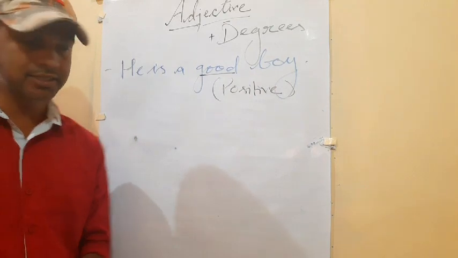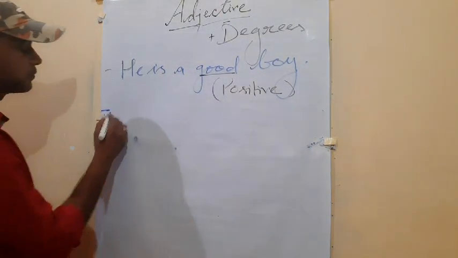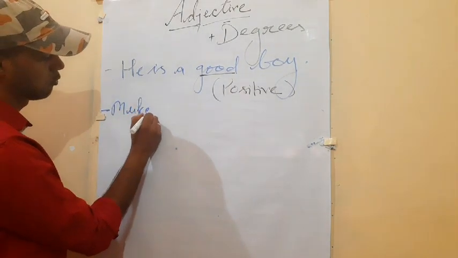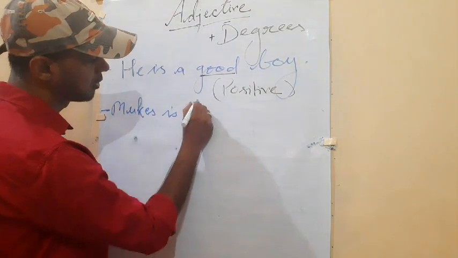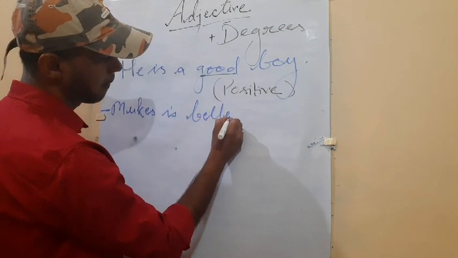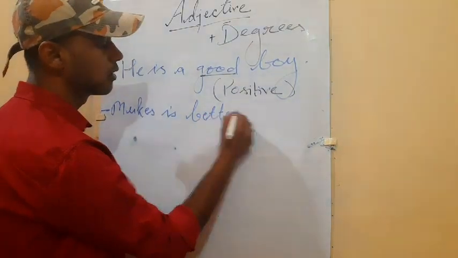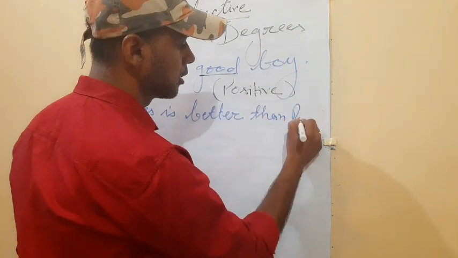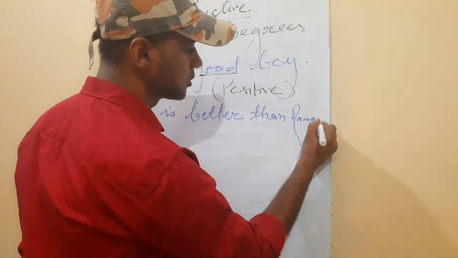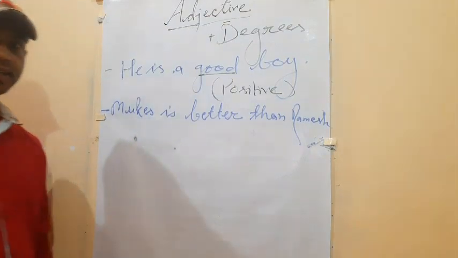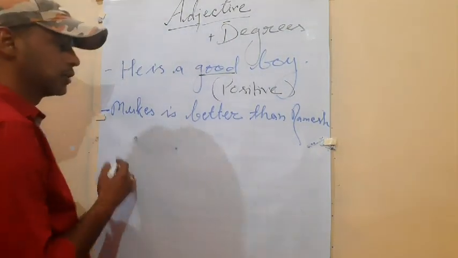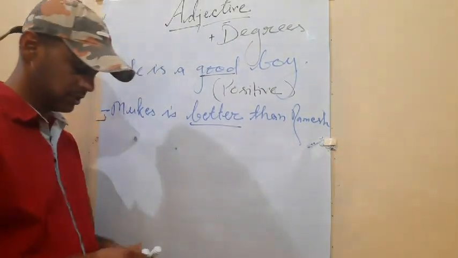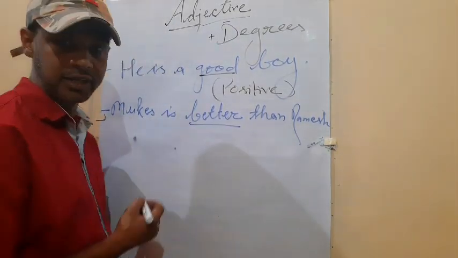Clear? Now next example, if I say Mukesh is better than Ramesh. Mukesh is better than Ramesh. See, so better, first thing, better is a comparative degree.